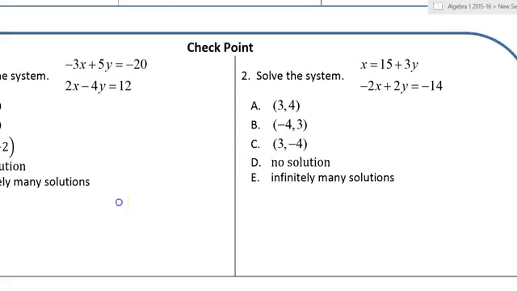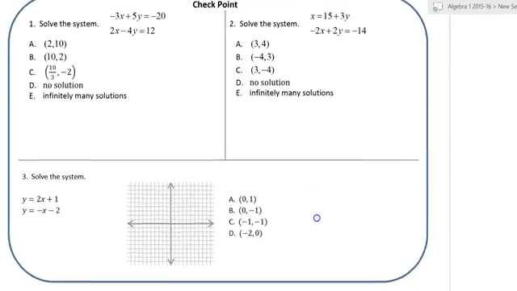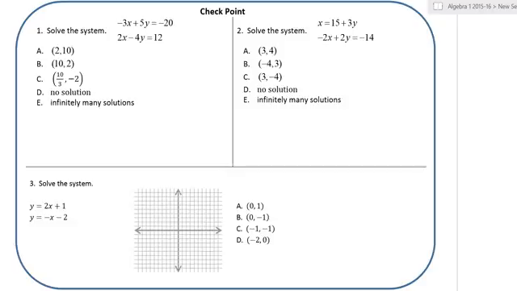Okay, so you have 3 checkpoint problems. So please pause and make sure that you're showing a lot of work for these and input your answer.